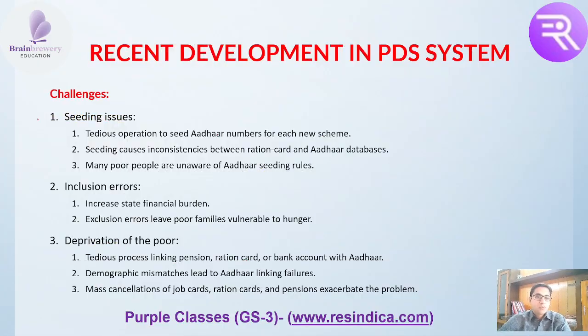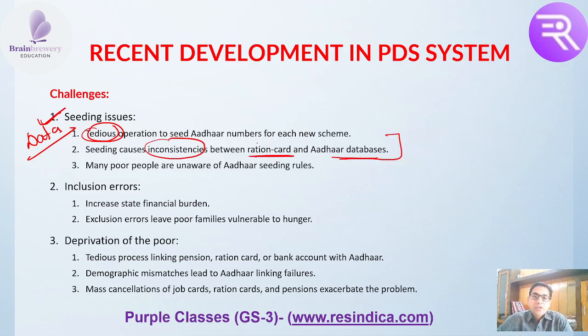Then there is the data seeding issue. Whenever we try to seed the data, put the Aadhaar data, it is a very tedious operation. Every time you have to seed the Aadhaar number for each new scheme that comes. So there are a lot of inconsistencies between the ration card holder and Aadhaar. There is a huge mismatch between ration card data and the Aadhaar database. Okay, and many people are unaware of these Aadhaar seeding rules.